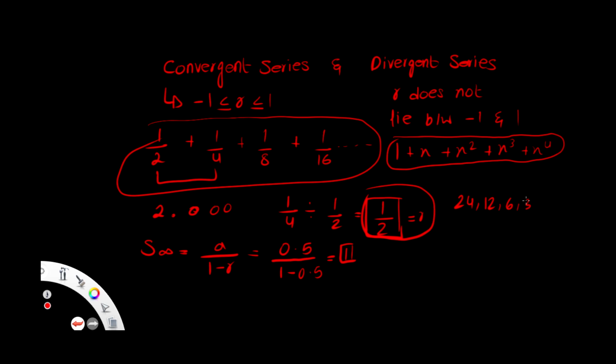24, 12, 6, and 3. So sum to infinity equals a upon 1 minus r, which is 24 upon 1 minus 0.5. 12 divided by 24 gives us 0.5 as the ratio. Let's see what it is going to give us. It's going to give us 48. So 48 is the sum to infinity. Eventually, if we keep adding on the series, it will lead to a number that is approximately 48.